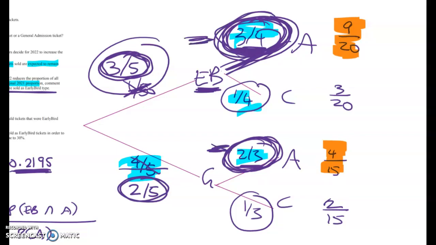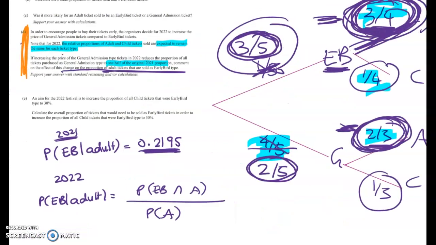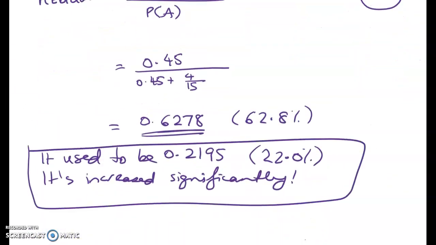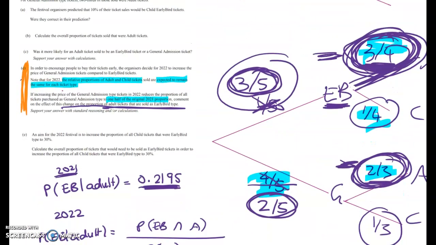You don't need to write anything about that at all to get excellence, okay? All you need to do is what I just did, change your tree, work out the conditional probability, and then you must make a comment in context because that's what you were asked to do.